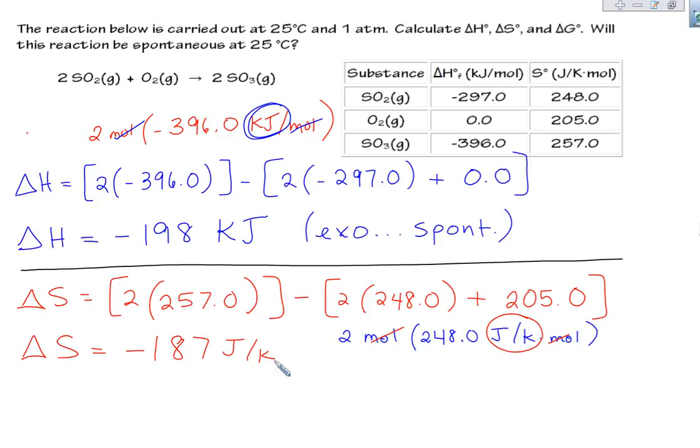Ooh, negative. Okay, well, nature favors an increase in disorder, an increase in entropy. A positive delta S is more likely to be spontaneous. I have a negative. This is a decrease in entropy. Does that make sense? Well, everything's a gas, but yeah, I'm going from 3 moles of gas down to 2 moles of gas. So there's less total moles. That is not likely to be spontaneous.